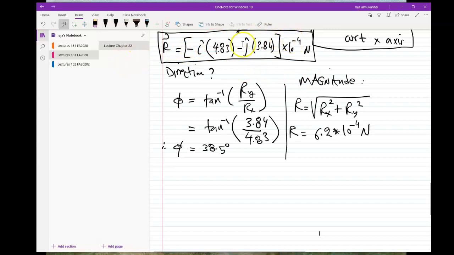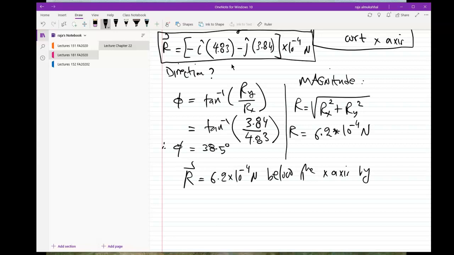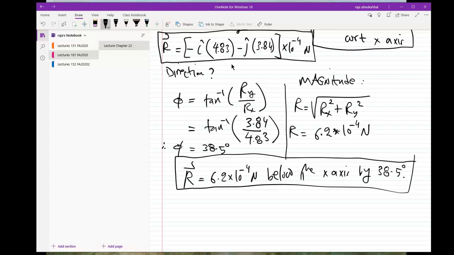This vector r. The other version of it is that r as a vector is equal to 6.2 times 10 to the negative 4 Newton below, how about that, below the x-axis by 38.5 degrees. There we go. That will be the vector as a whole. Okay? Got it? Okay.